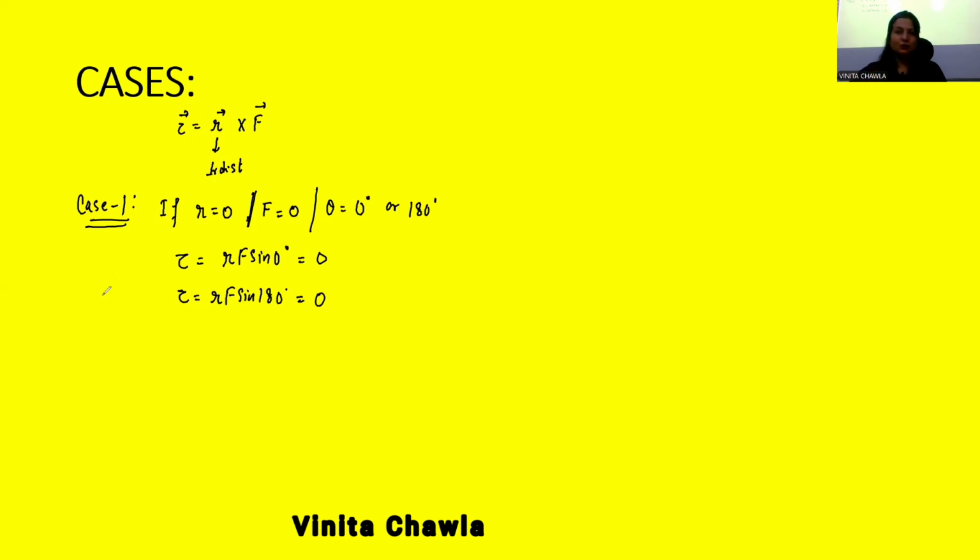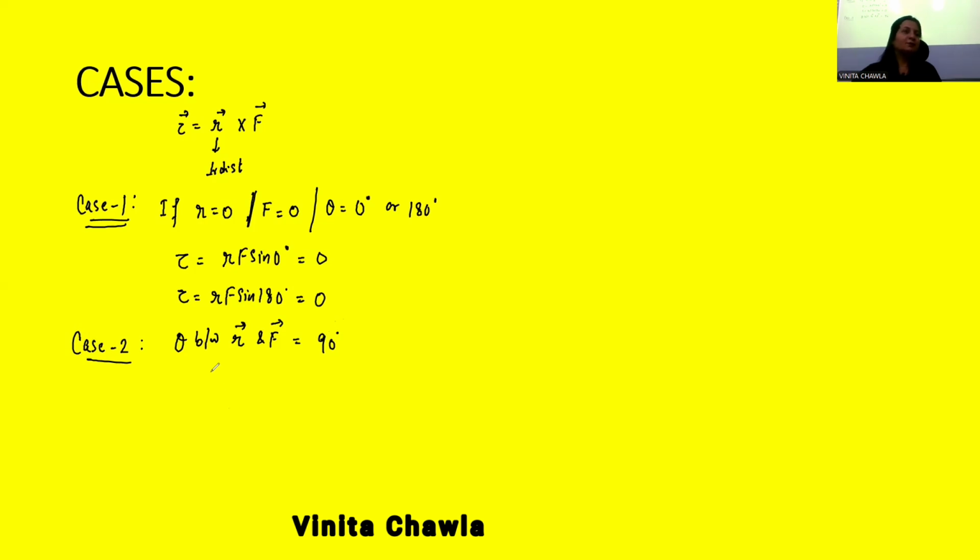Next, write case 2. Case 2. In the second case, we are taking angle between vector R and vector F as 90 degree. So if angle between R and F is 90 degree, then what? Sine 90 degrees is 1. And this is the maximum value of sine theta that we can get.